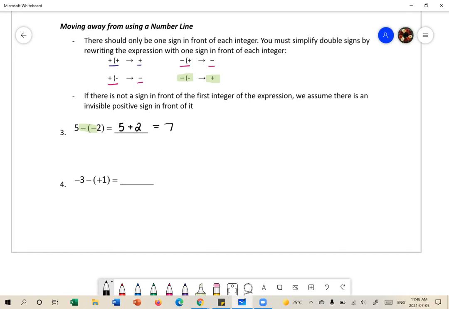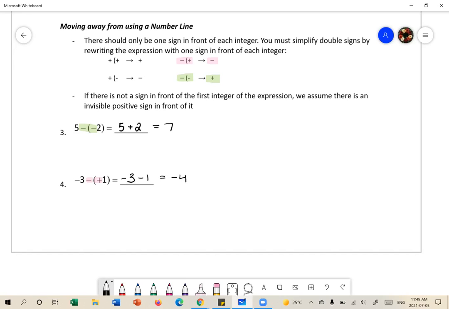Let's try again with question 4. So -3 is fine because it has one sign in front of the 3. Now in front of the 1, there's 2 signs. There's a negative and a positive. When you see a negative and a positive beside each other, we're going to simplify that to 1 negative. And then -3 subtract 1 is -4.